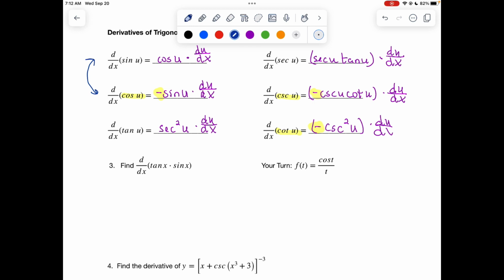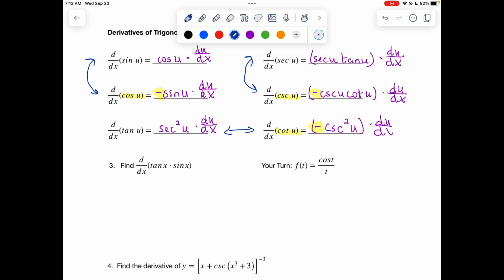Also, the derivatives of secant u and cosecant u are closely related. They're the ones that have two trig functions. Derivative of secant x is secant x tangent x. Derivative of cosecant x is negative cosecant x cotangent x. And the derivatives of tangent and cotangent are closely related. They're the ones that have the square. The derivative of tangent x is secant squared x. Derivative of cotangent x is negative cosecant squared x.